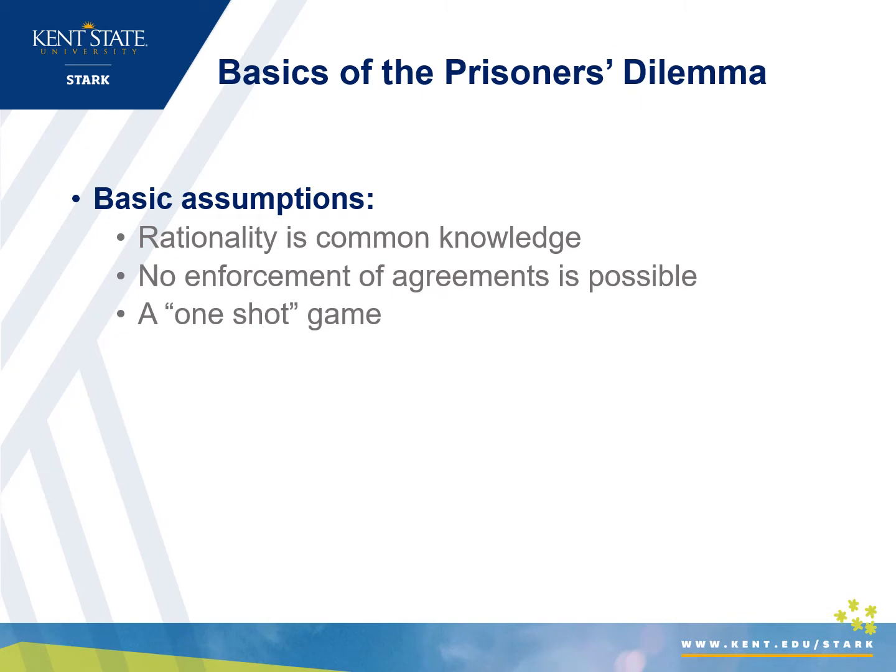A second basic assumption of the prisoner's dilemma is that there is no possible way for any agreements that are made ahead of time to be enforced. So no enforceable agreements are possible. Okay? And then finally, we assume that this is a one-shot game, that it is just played once, we see the outcome, and that's it. Right? So we can't have any additional, say, consequences or behavioral responses coming after the game is played.